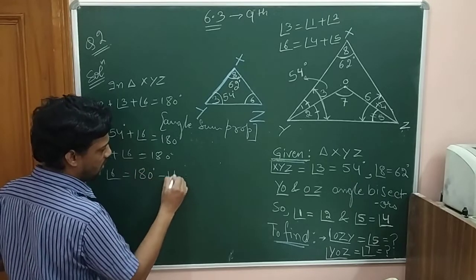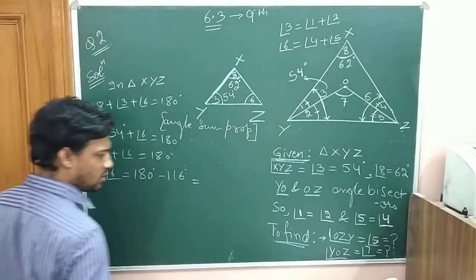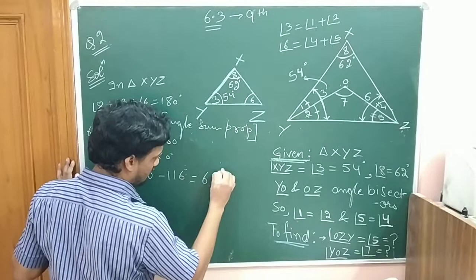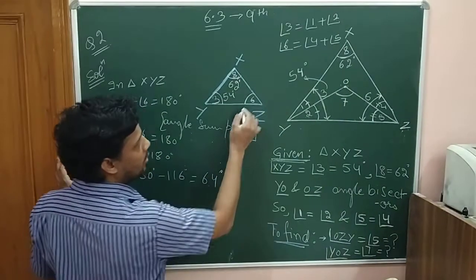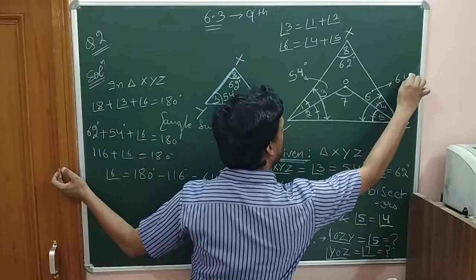180 degrees minus 116 degrees. Clear? That is equal to 64 degrees. Now angle 6 is 64 degrees.